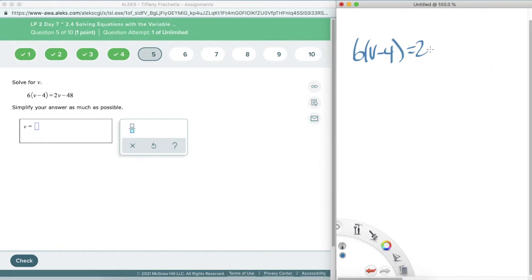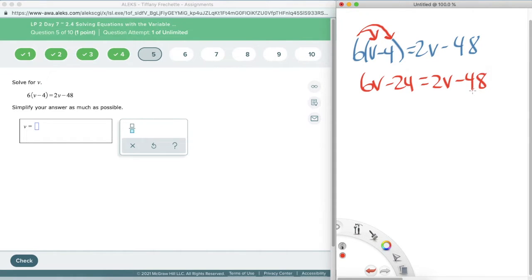6v minus 24 equals 2v minus 48. So this one, it's a little repetitive so that we can practice a few of these, because the more we practice, the better we will get at a certain type of problem. So with this one, we have our parentheses. That's the first part of our PEMDAS. So we want to do this distribution here. 6 times v is 6v. 6 times negative 4 is negative 24. Equals 2v minus 48. Nothing happened to this right side here.